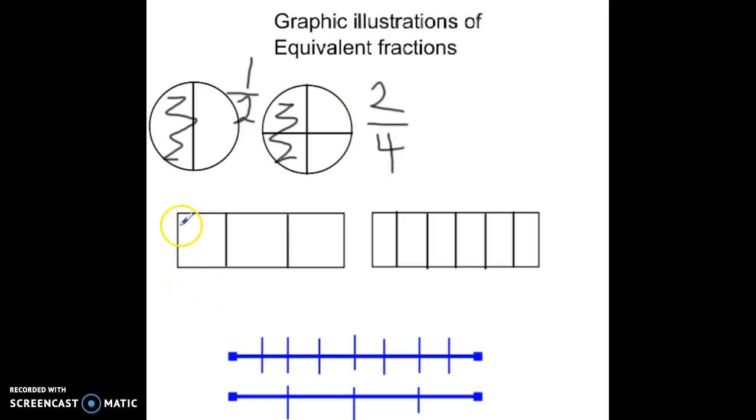Or I might have something like this, where I shade in this area right here. Ooh, that's tricky to do. And I have 1/3, or I might shade in the same area, and in this case, I've got 2/6.